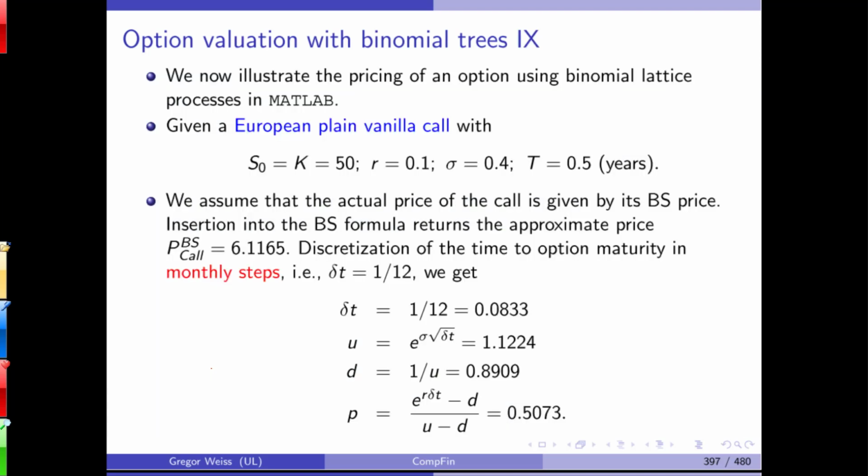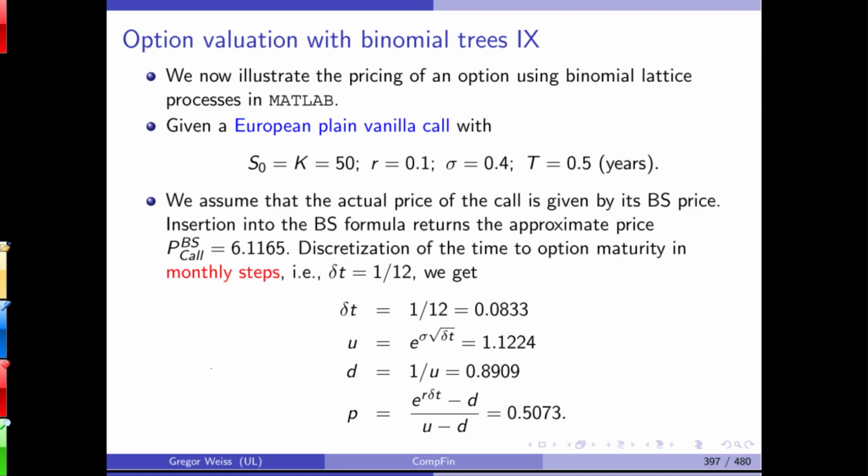Okay. Now let's illustrate the use of the binomial lattice process in MATLAB. We start with a very simple European plain vanilla call. The current stock price and the strike are equal to 50. The risk-free rate is 10%. Happier times. The volatility is 40%, and we are looking at a maturity of half a year.